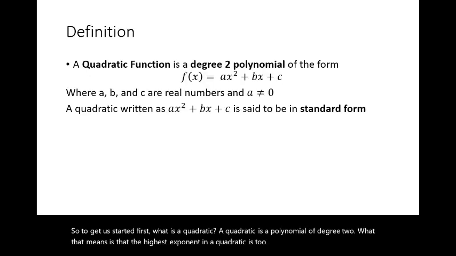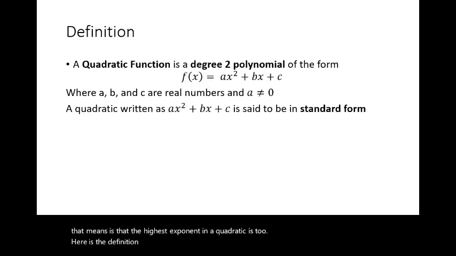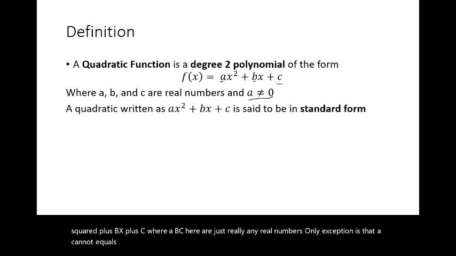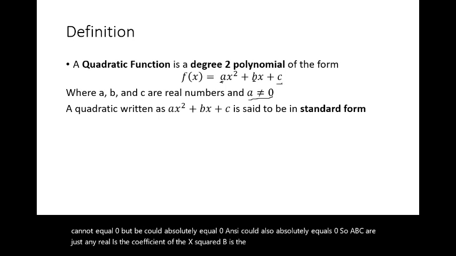Now here is the definition of a quadratic. A quadratic function is a degree 2 polynomial in the form of ax squared plus bx plus c, where a, b, and c here are just really any real numbers. The only exception is that a cannot equal 0, but b could absolutely equal 0, and c could also absolutely equal 0. So a, b, and c are just any real numbers. A is the coefficient of the x squared, b is the coefficient of x, and c is the constant with no variable.